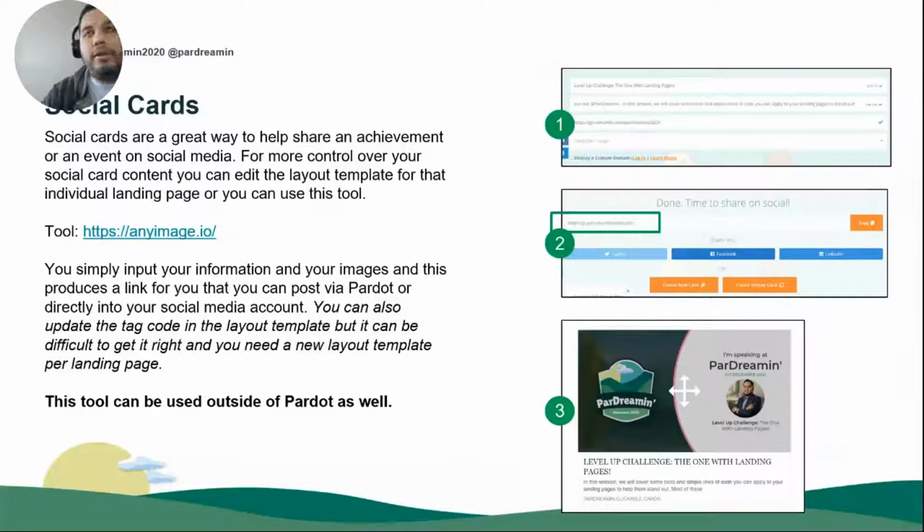So everybody knows that you can do social posting via Pardot. However, what you actually show people via the Pardot posting process is not always what you would like. Using this tool, you can create actual social cards, and it would look exactly as you see in number 3. You can try these for LinkedIn, Facebook, and Twitter. And again, they can work directly on the platform, or you can use them via Pardot.